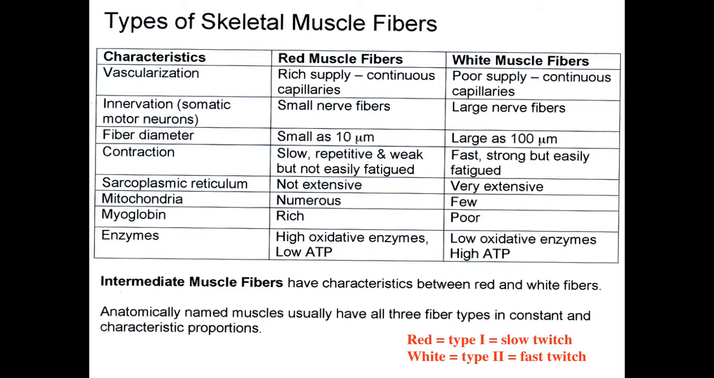And anatomically named muscles will have all three fiber types in constant and characteristic proportions. For example, one anatomically named muscle will have a given concentration of red, white, and intermediate fibers, and that might differ from a different anatomically named muscle. And just to put this in perspective, in physiology, you'll talk about type 1 slow twitch fibers and type 2 fast twitch fibers. The type 1 or slow twitch fibers are the red fibers. The type 2 or fast twitch fibers are the white fibers.